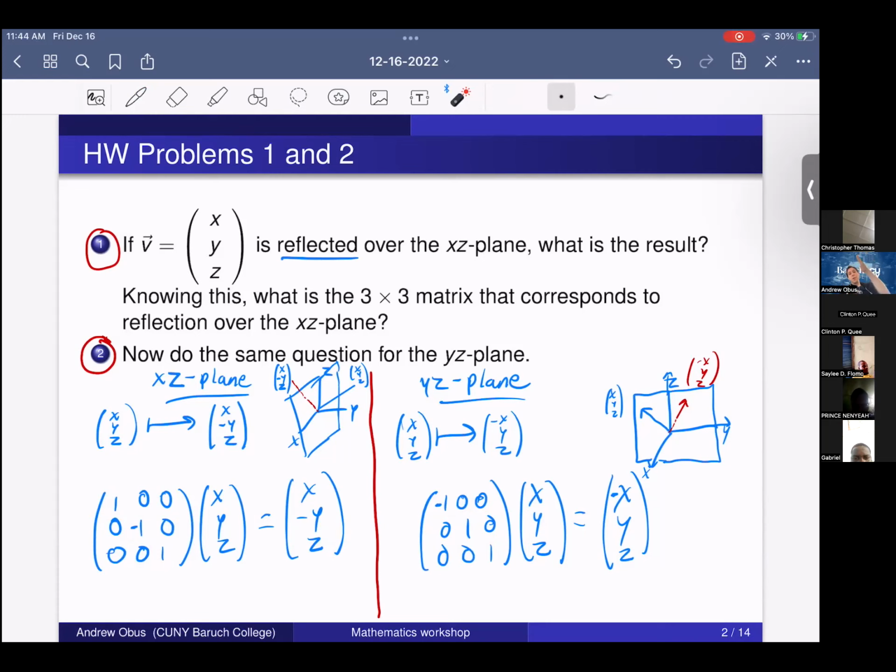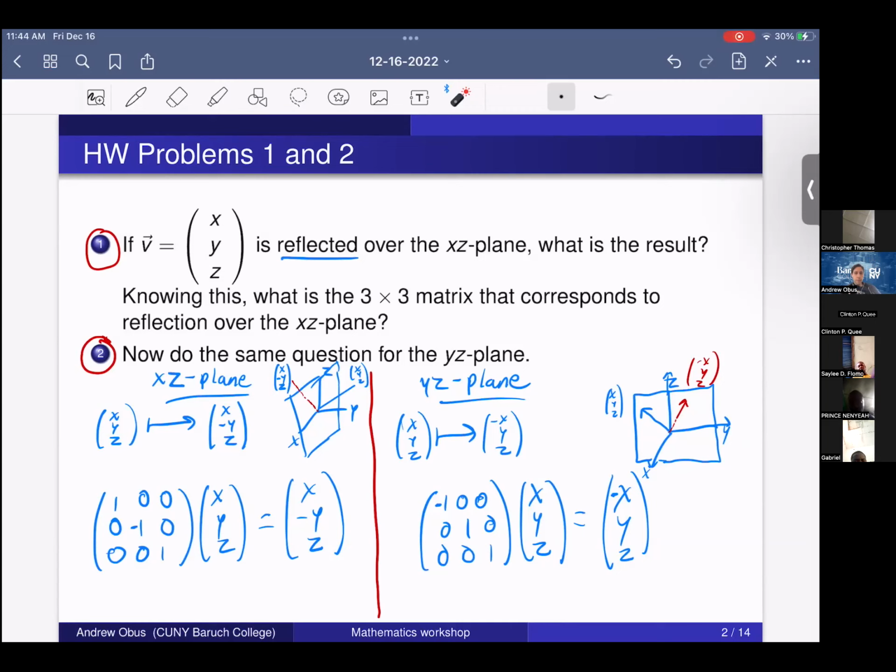Now you can ask also, how would you do a reflection around a plane that's kind of diagonal, that isn't just with the coordinate axes? So that's quite a bit harder, and we're not going to do it right now. But if you want to talk about it separately on the chat or something, then I'm happy to discuss how we do that. Okay, but before that, any questions on these 2 problems?